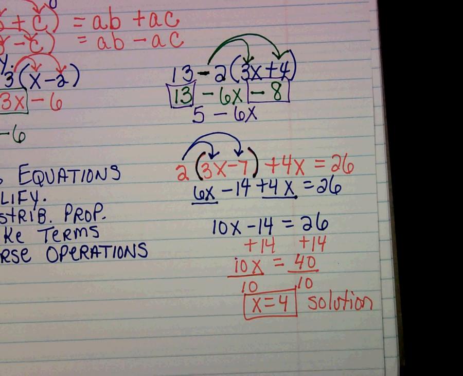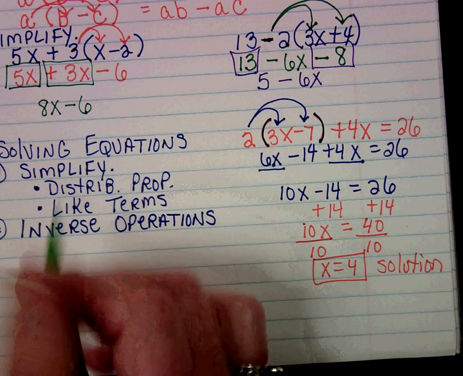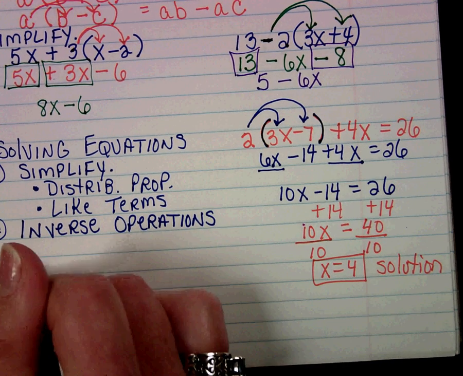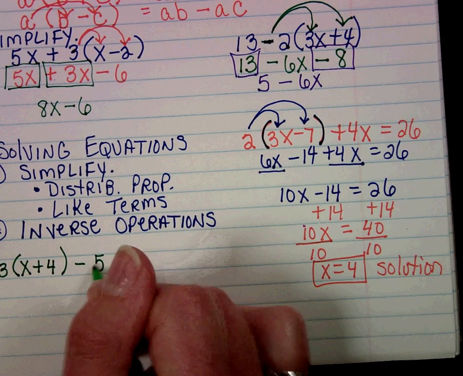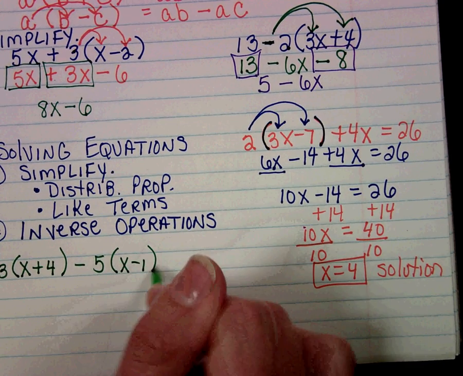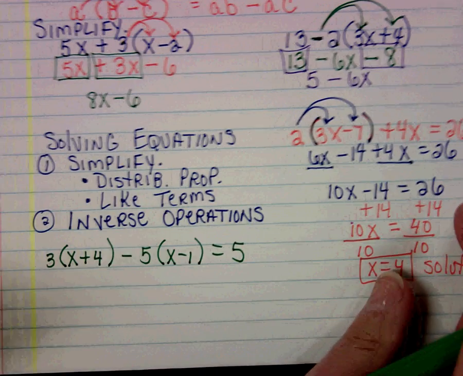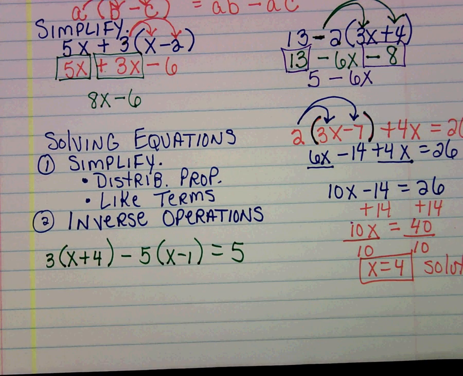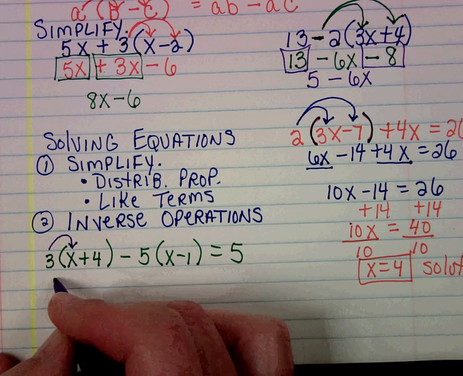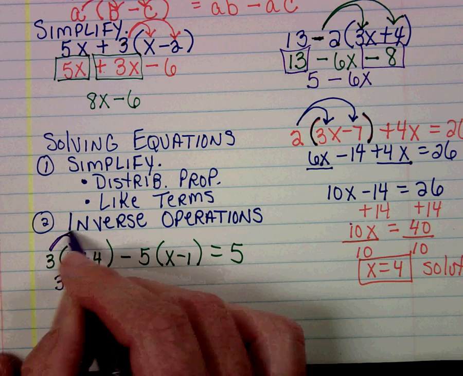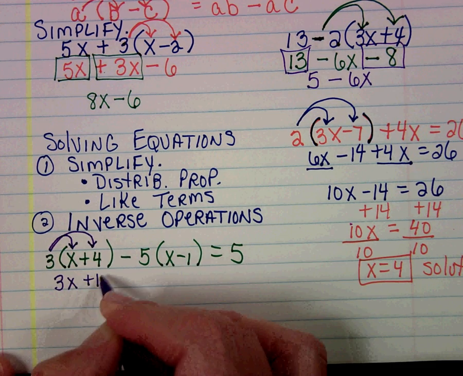I've gone over my time limit, but I want to go ahead and show you one more equation so that you have a good example. Okay, this one's a little bit harder because I have 2 sets of parentheses. So we're going to have to distribute the 3 across the addition here. So it'd be 3x plus 12.